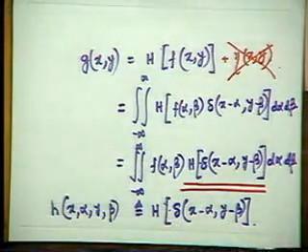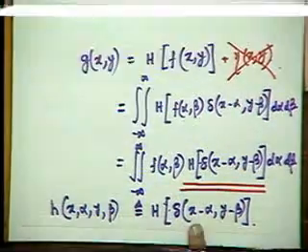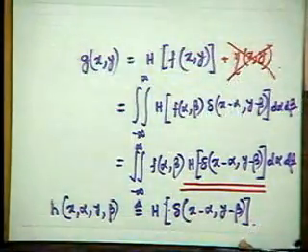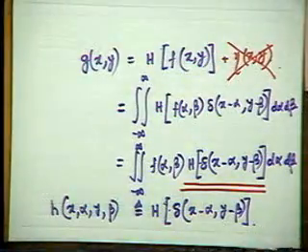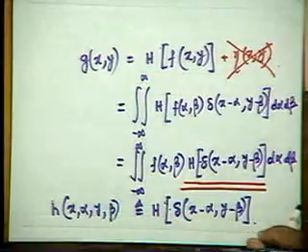So it's the response of a unit impulse at the coordinate alpha, beta. This h function which we just now defined is nothing but an impulse response function, the response of the system to a unit impulse. This is being written as h of x, alpha, y, beta.